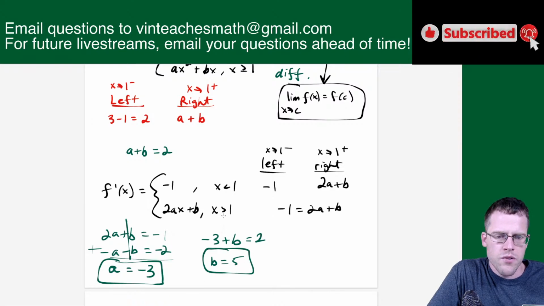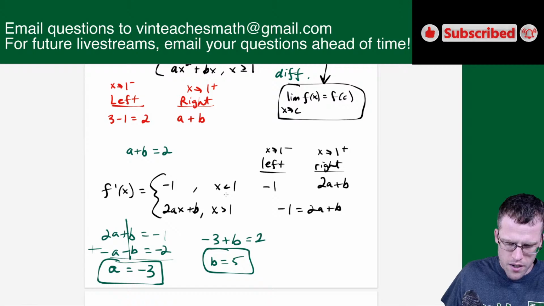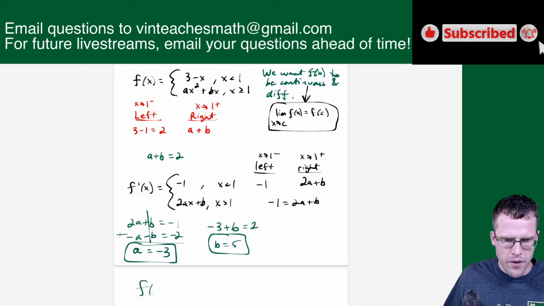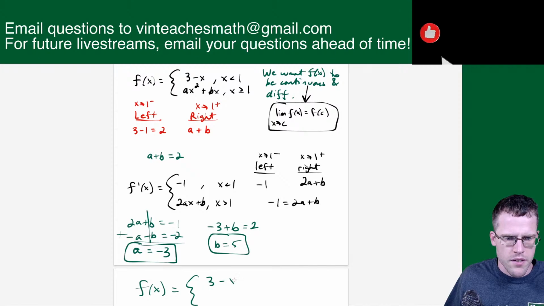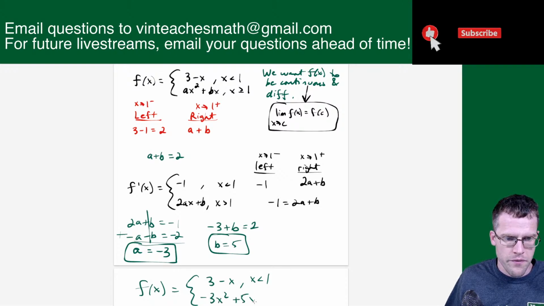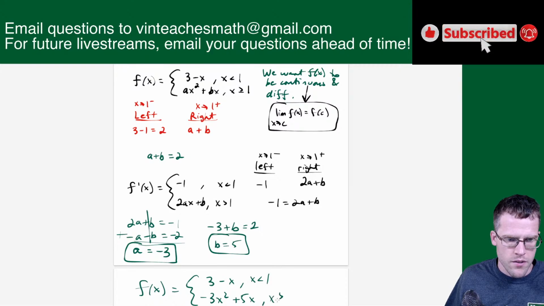All right, now what I would do for this is double check that this actually does form something continuous and differentiable. So if I wrote out f of x, I have 3 minus x for x less than 1, and then we have negative 3x squared plus 5x, because we found a and b, for x greater than or equal to 1.